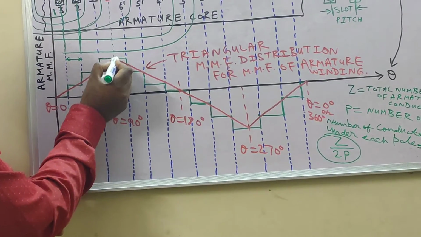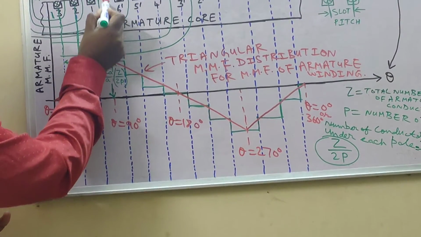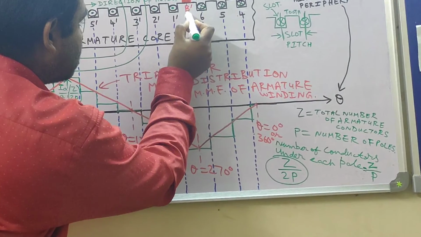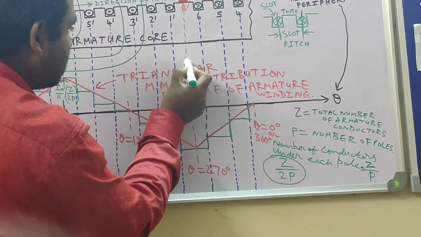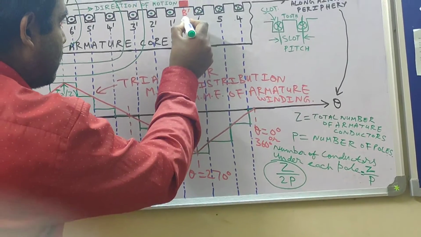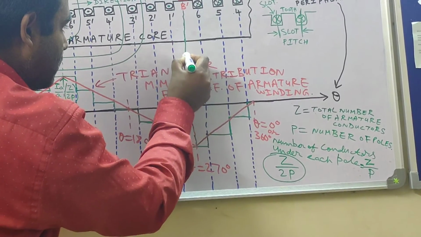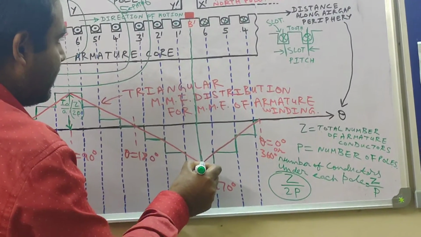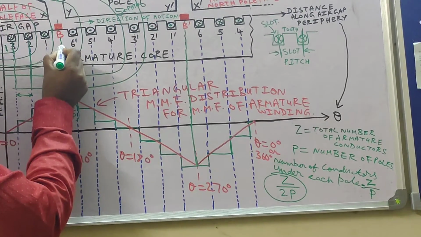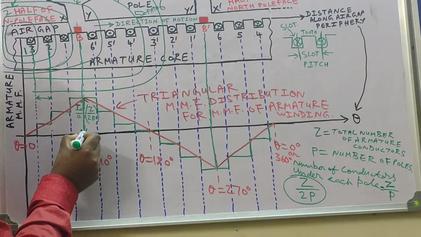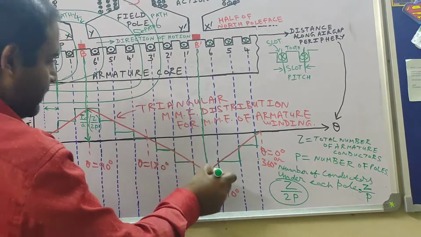Where is the peak occurring? At brush B. Where is another peak occurring? At brush B dash. So where are the two peaks of armature MMF occurring? Clearly observe. One peak is occurring at brush B. Let's say the positive peak is occurring at brush B, and the negative peak is occurring along brush B dash.